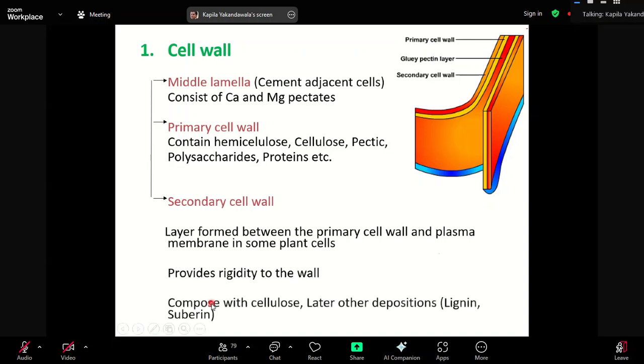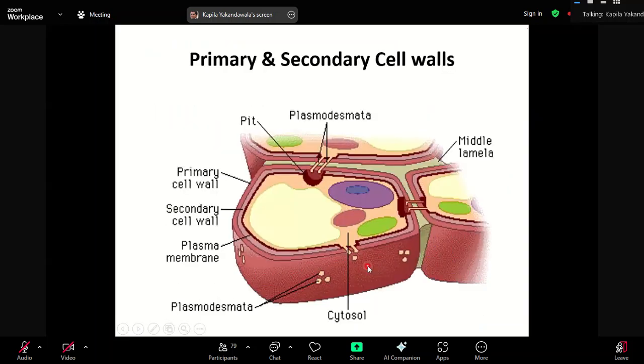It provides rigidity or strength to the cell, composed of cellulose and later deposited with lignin and suberin. So it becomes very hard. So if you look at cells, this is one cell. So innermost plasma membrane, in between primary cell wall, outer wall and plasma membrane, you have secondary cell wall. And two cells can be connected with what we call plasmodesmata.